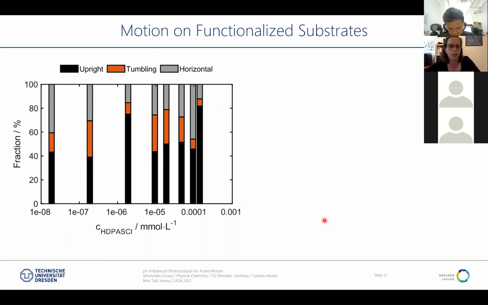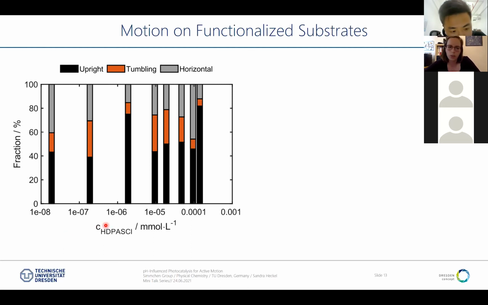I brought this data for you here on this slide. Maybe first, what do you see here? On the x-axis, again, you have the concentration of the dye during functionalization. So left is very little dye, right is a lot of dye. And on the y-axis now, you see the fraction of each motion mode that we observed on these substrates. What we did here was take the substrates, which are coated with dye, and then add a neutral solution of particles and peroxide to the substrate, illuminate with light, and observe the motion of the particles.